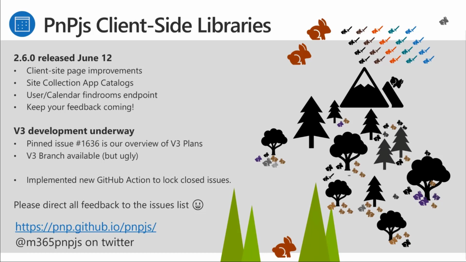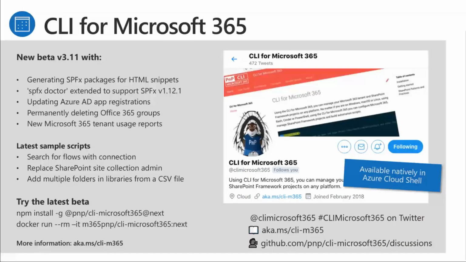Anyway, so let's move to the CLI for Microsoft 365. There's a new beta available for version 3.11 with generating SPFx packages for HTML snippets. This is actually really cool. Quite often you need to, for example, embed, let's say, a Google map or something into your modern SharePoint experiences. And this basically auto-generates SharePoint Framework packages for HTML snippets.